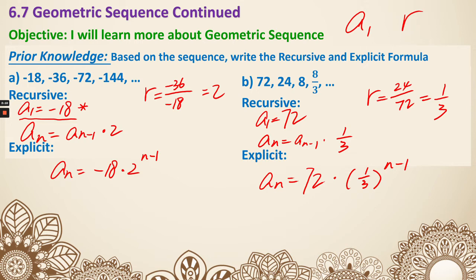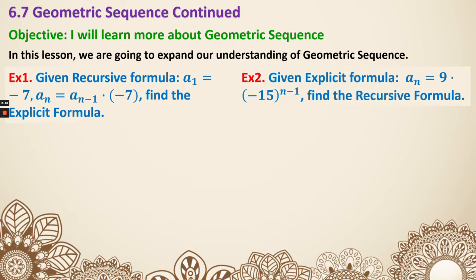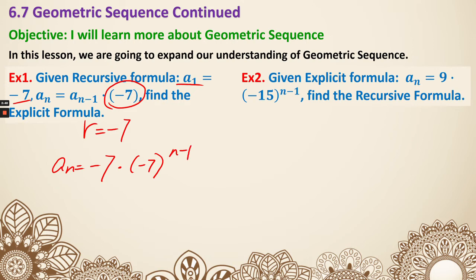Now let's move on to today's example. Example 1. Given a recursive formula, find an explicit formula. The geometric stuff is actually easier than the arithmetic, because when you do this, everything is already given in the formula. You just need to identify them. So a sub 1 is negative 7, that's given, and our r is right here, which is negative 7. So explicit formula, a sub n equals negative 7 times negative 7 to the n minus 1 power. Technically, you should actually combine them, but I'm not going to require that.